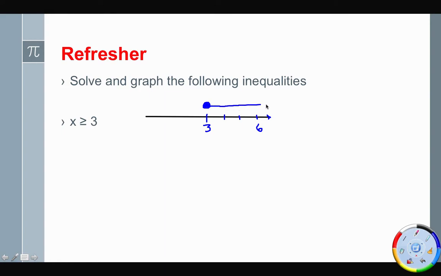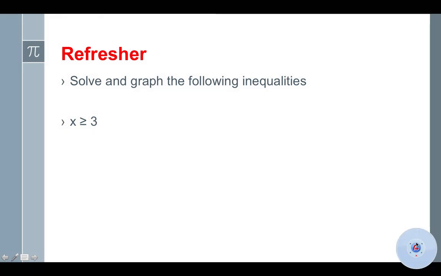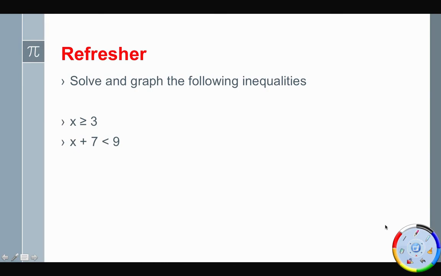Now we're going to shade all of the numbers that make a true statement in this inequality. So like the number 4. 4 is bigger than or equal to 3. 5, 6, all of these numbers that are in this arrow region are answers to this inequality. So what we can do is then start looking at other simple inequalities.